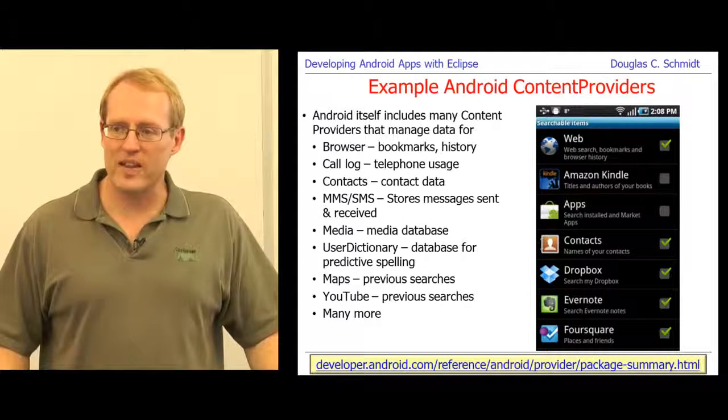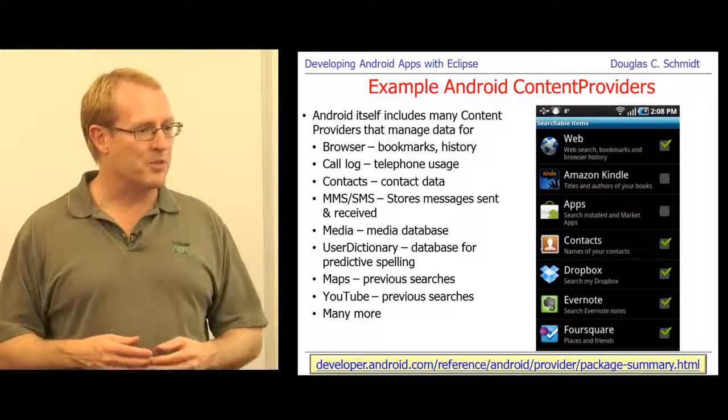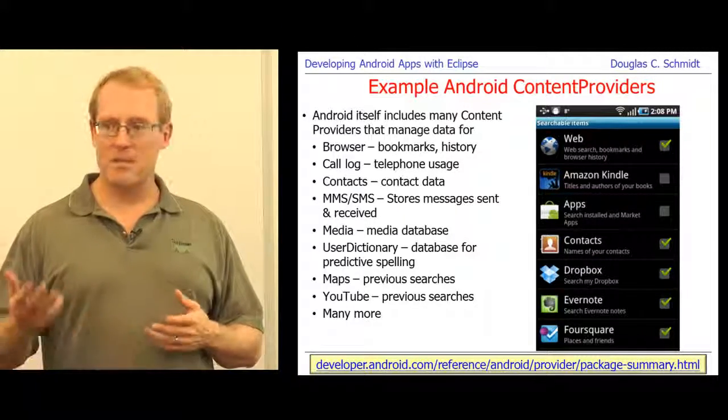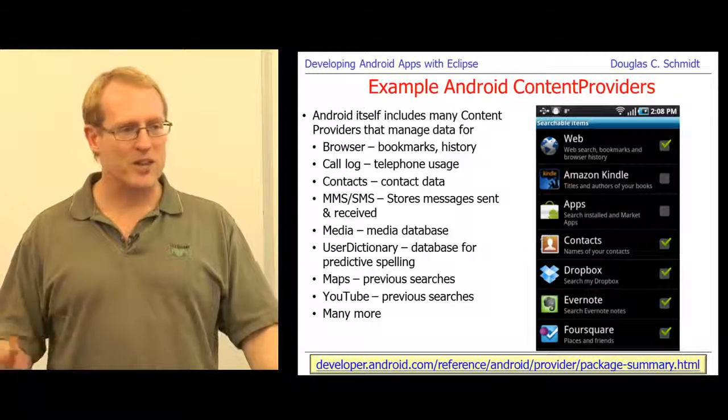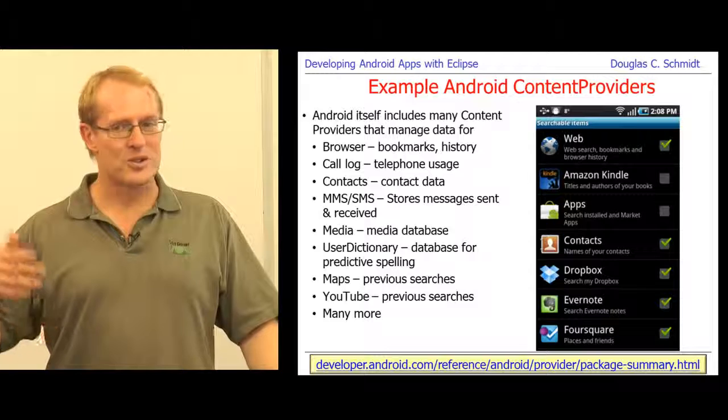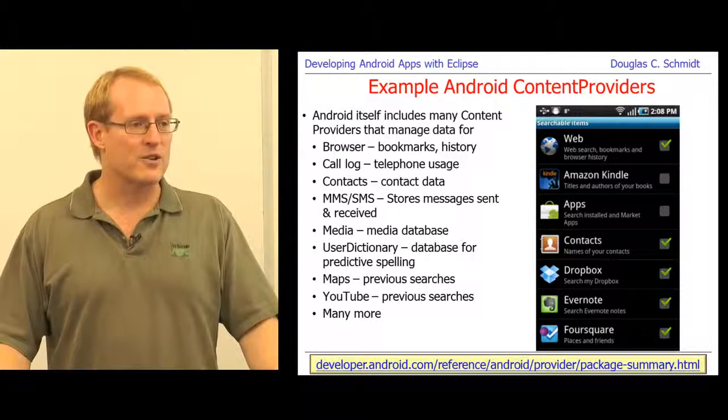There's dictionary things that are used. The YouTube app is used to keep track of the videos that you're watching, and many, many more. There's all kinds of stuff. Pretty much everything that's interesting. Maps application, Play Store, the launcher has providers.